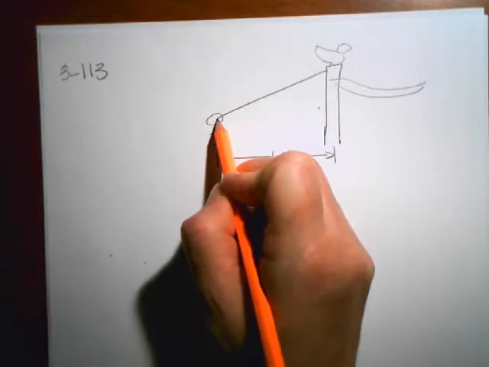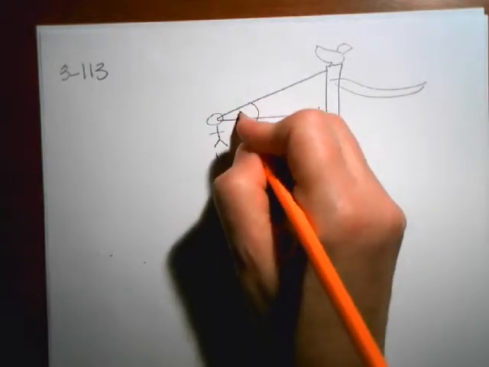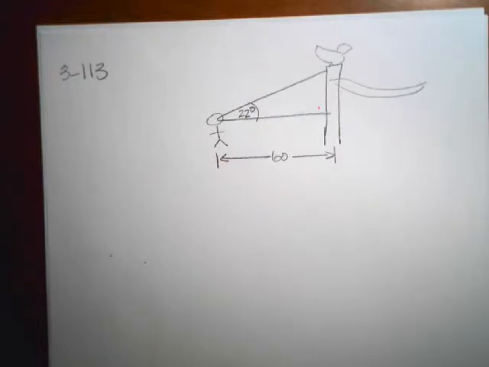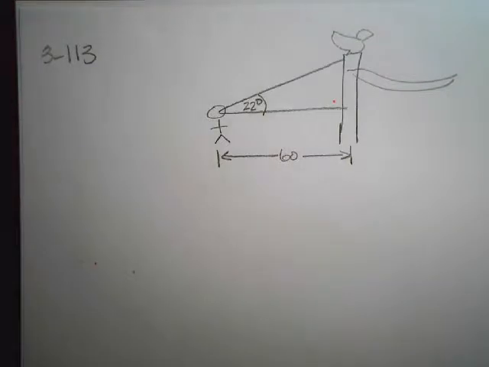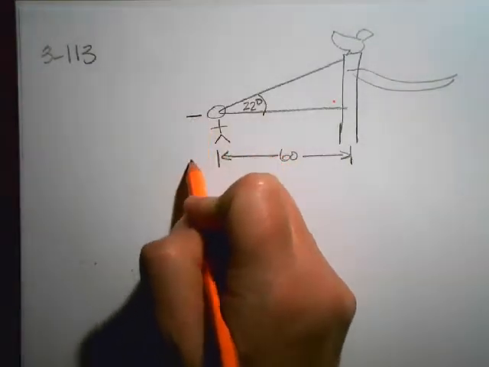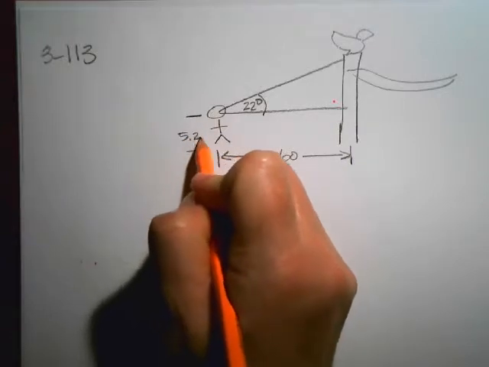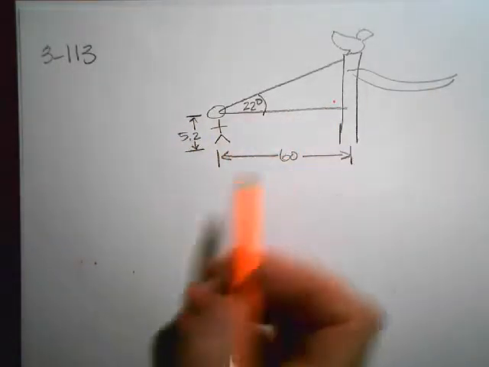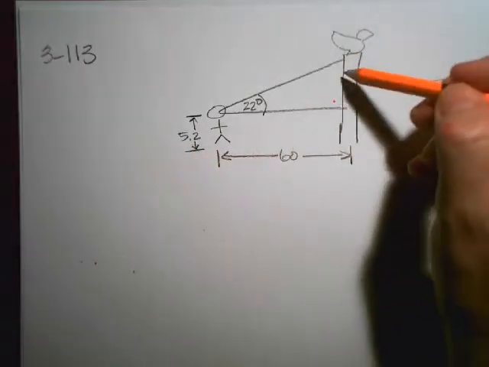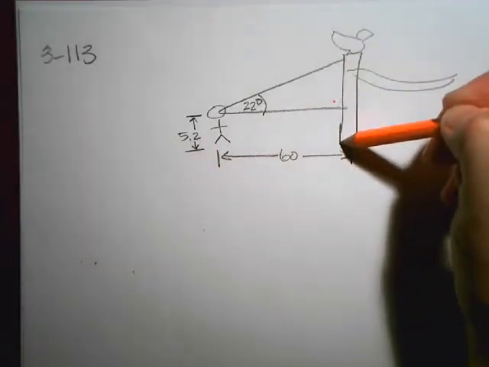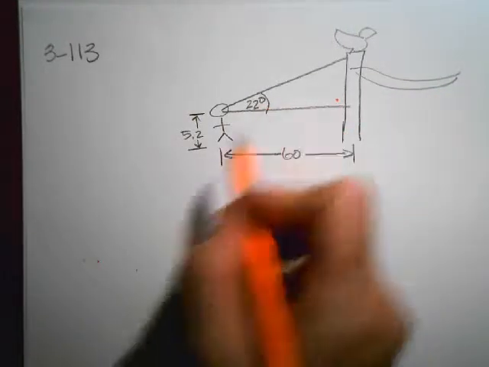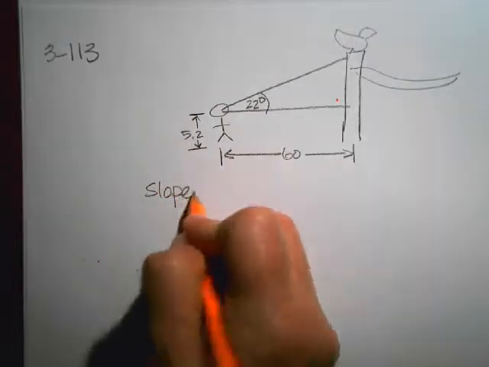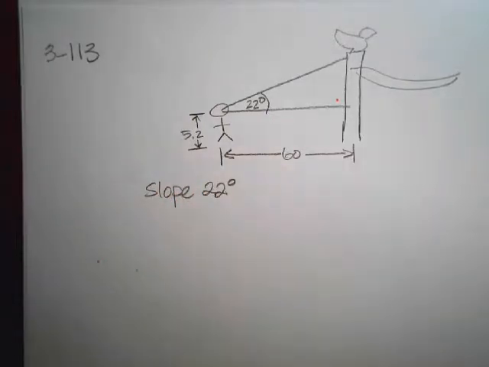So this angle is 22 degrees, the angle that he's looking up at the bird. His eyes are 5.2 feet above the ground. So to figure out the height of the telephone pole, we're going to use the slope ratio for 22 degrees. So slope of 22 degrees, this was one of the first angles that we did, is 2/5.